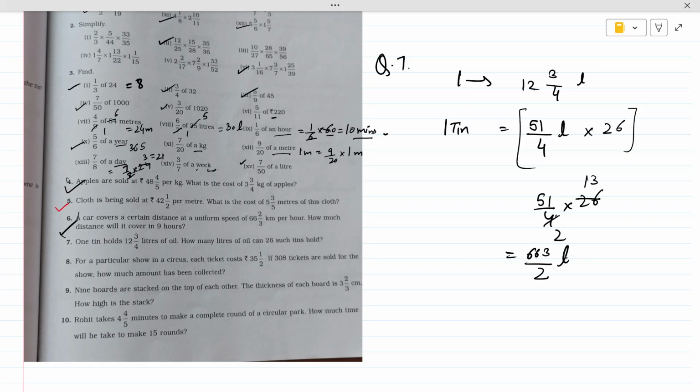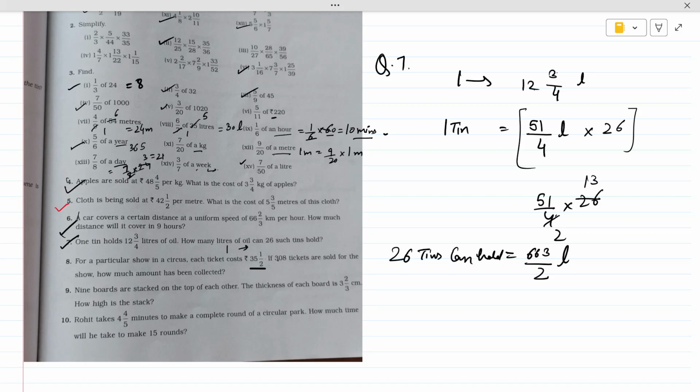This is the amount of oil 26 tins can hold. Easy. For 1 tin we know, and for 26 tins we have to multiply the same with 26. This we have done. Now for question number 8, for a particular show in a circus, each ticket costs this amount. So the cost of one ticket is given to us.